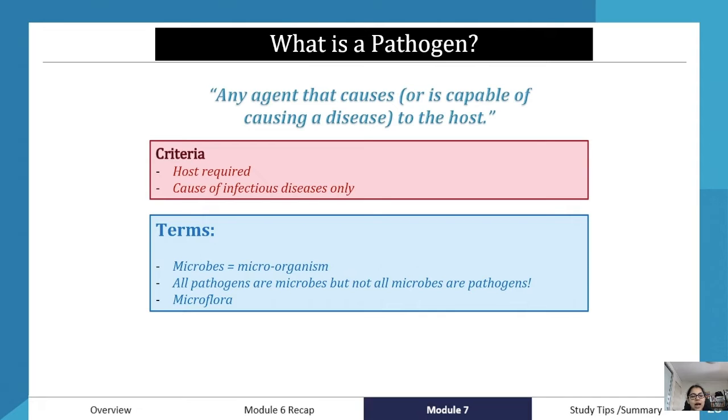So the term that I'd like you to remember here is microbes. Microbes refer to microorganisms. Anything that's small and cannot be seen with the naked eye. All pathogens are microbes, but not all microbes are pathogens. We have lots of good microbes, for example, in our gut, right? And we need them as well. So not all of them are pathogens. For example, microflora in our gut, not pathogens, play a huge role in helping us maintain good gut health.